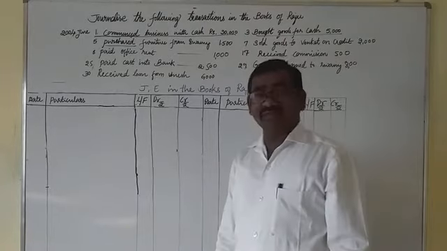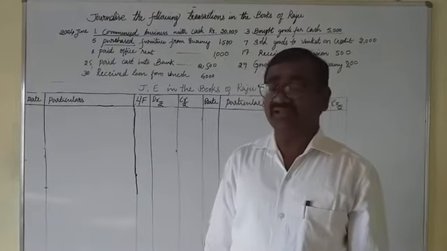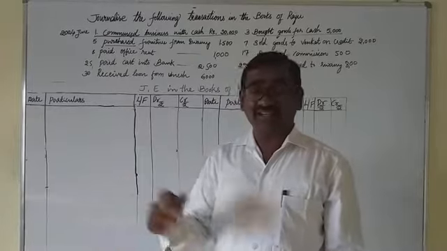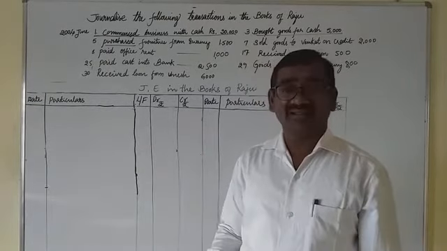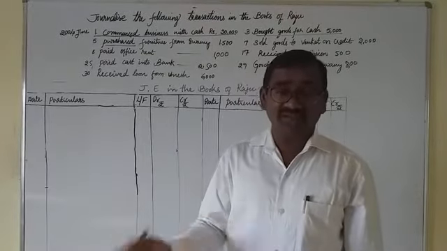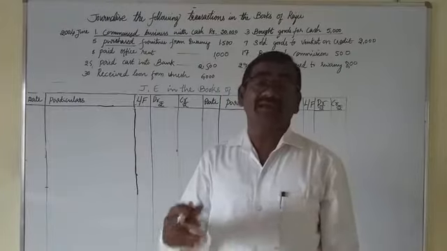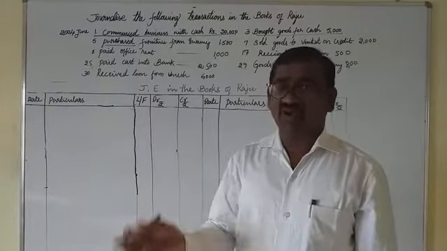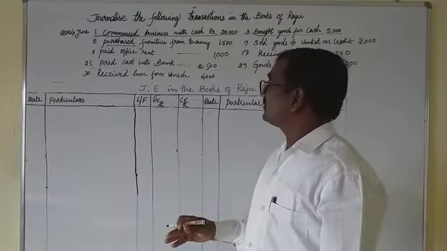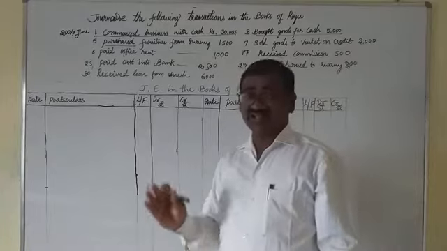We are all aware of the double entry system of accountancy. Personal account: debit the receiver, credit the giver. Real account: debit what comes in, credit what goes out. Nominal account: debit all expenses and losses, credit all incomes and gains. So apply these three rules to these transactions.